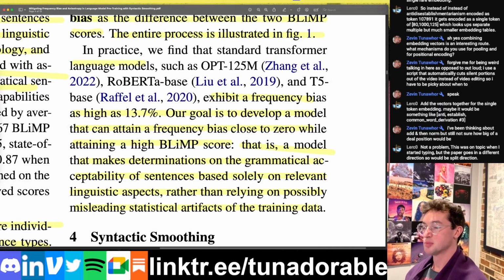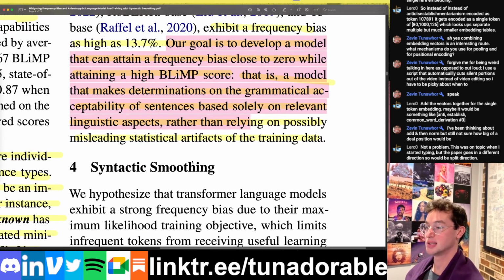And they find that these language models exhibit a frequency bias as high as 13.7%. That's a lot of actual performance being left out on the table. Their goal is to develop a model that can attain a frequency bias close to 0 while attaining a high BLiMP score. That is, a model that makes determinations on the grammatical acceptability of sentences based solely on relevant linguistic aspects rather than relying on possibly misleading statistical artifacts of the training data, right?